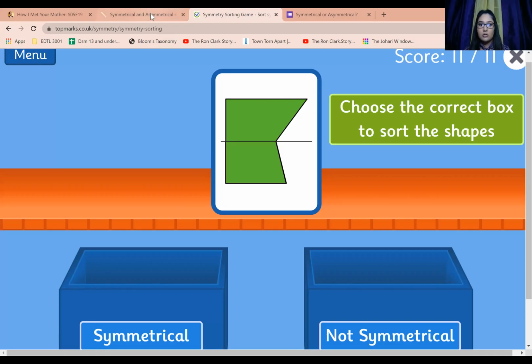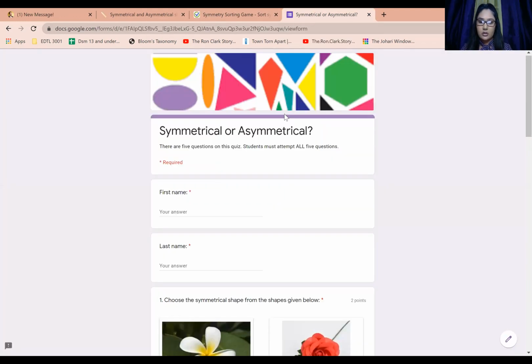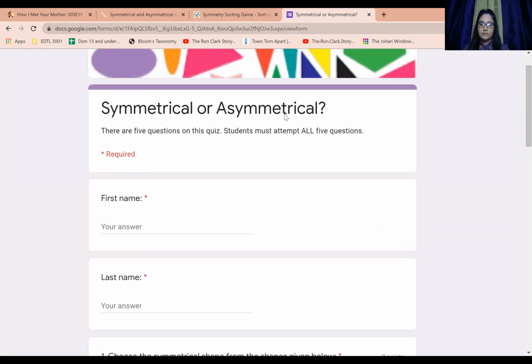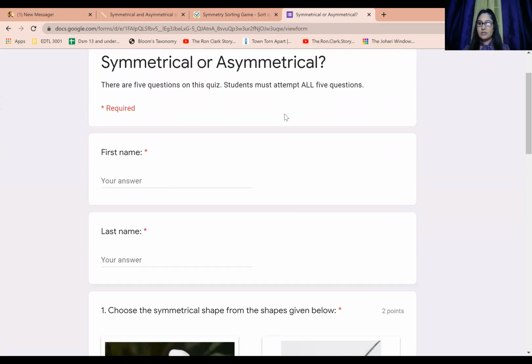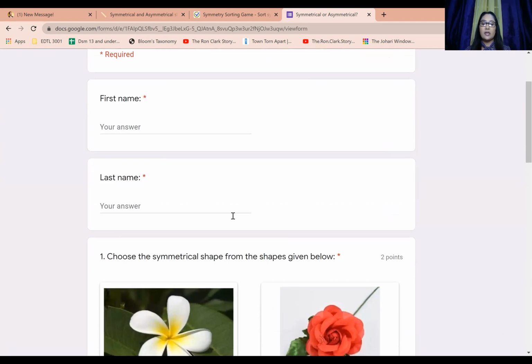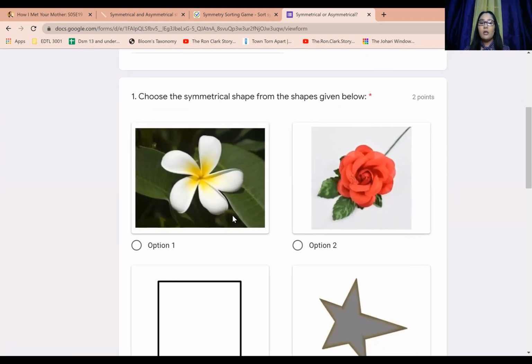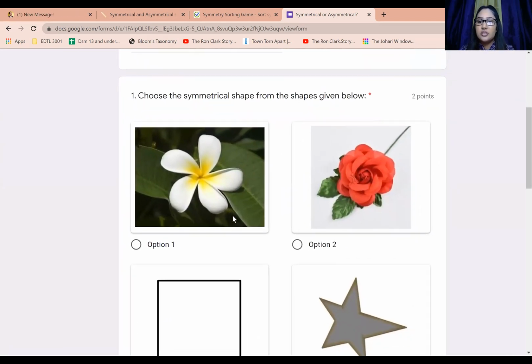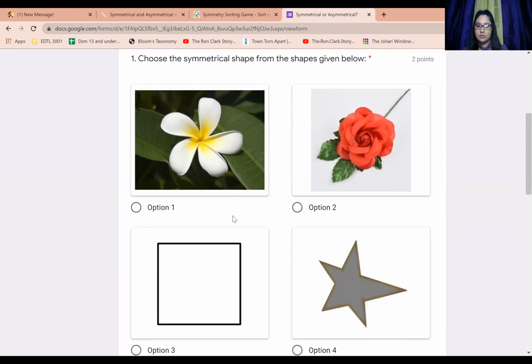I will need to share my screen. Okay. This is the game. Right. Let me zoom up on this a bit. You all are going to be answering these questions for me, okay? Right, first name, last name. Choose the symmetrical shape from the shapes given below. Which one did you all choose?